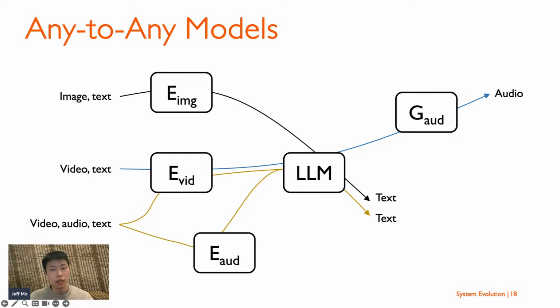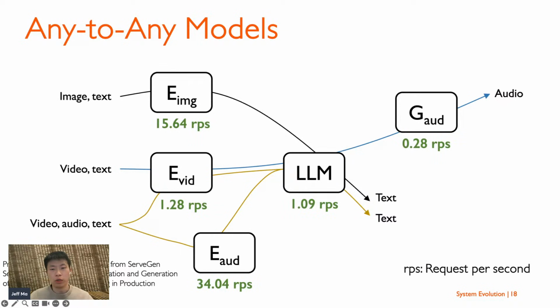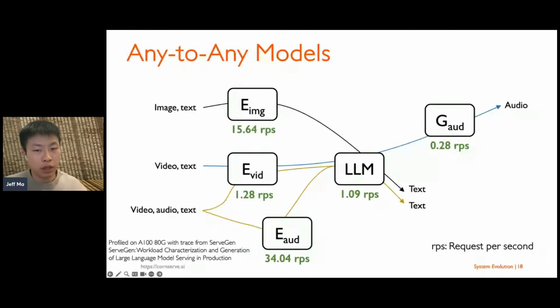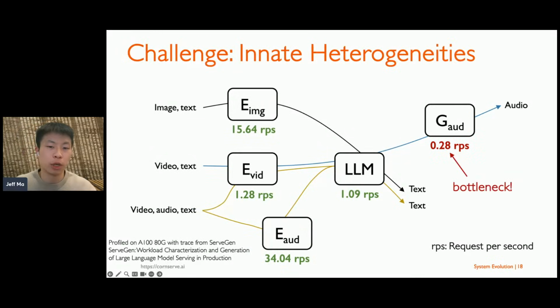So we ran each component over a real world trace and discovered that each of them has drastically different throughput. Here, the audio generator turns out to be the slowest component, and if served within a monolithic server, the system performance will of course be bottlenecked by this audio generator component.